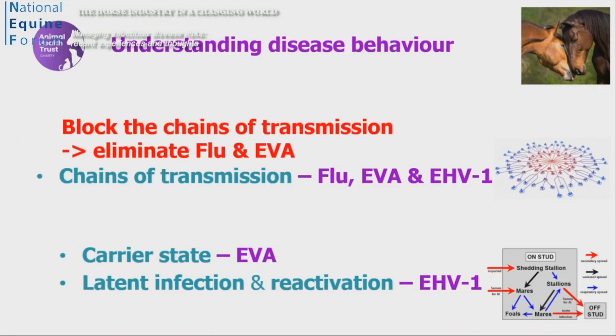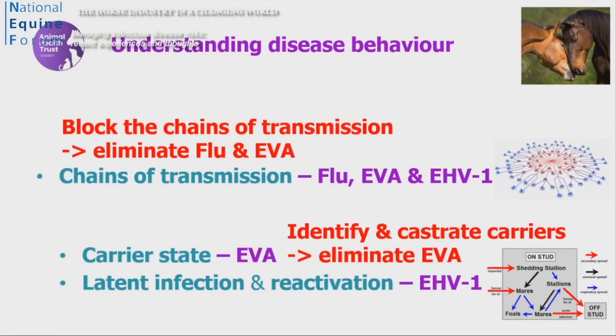So we need to think about blocking these chains of transmission. We've all been issued with hand gel today, all with that in mind. And that indeed will eliminate flu and EVA if it's applied properly, but it won't deal with EHV. By identifying the carriers of EVA, this is shed through the semen of subclinically infected carrier stallions. Again, we can get on top of EVA.